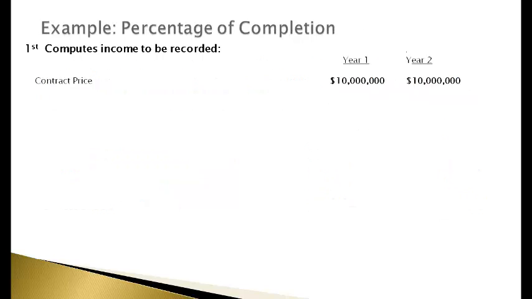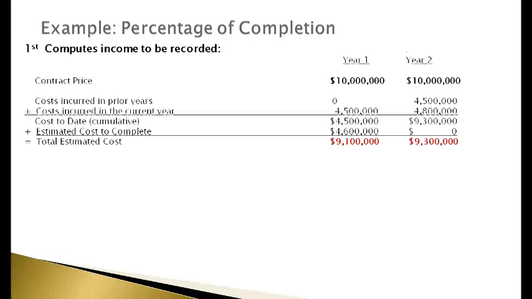The first step is to compute the estimated income to be reported for each period using the table. In practice, you will not know the year 2 information at the end of year 1. However, all information is presented here at once. The contract price is compared to the total estimated cost to determine the total estimated income.